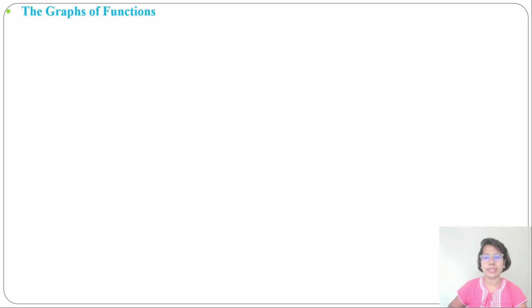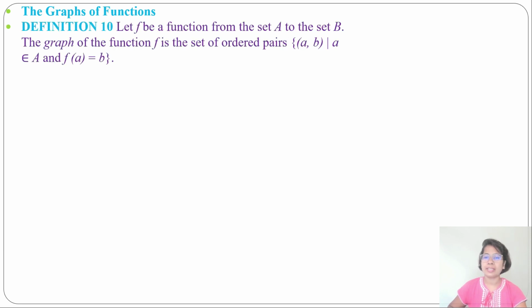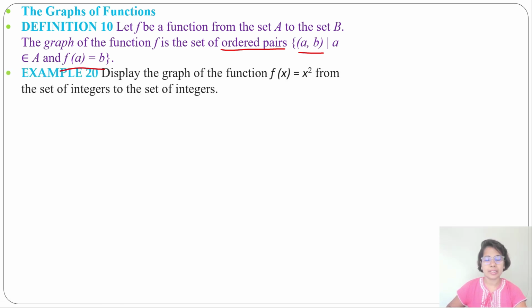Till now in function, I already discussed one-to-one function, onto function, one-to-one correspondence, inverse function, composition of function. Today I will discuss graph of function. Definition 10, it's about the graphs of function. Let f be a function from the set A to the set B. The graph of the function f is the set of ordered pairs (a, b), where f(a) equals b. Let's see one example so that you can understand.